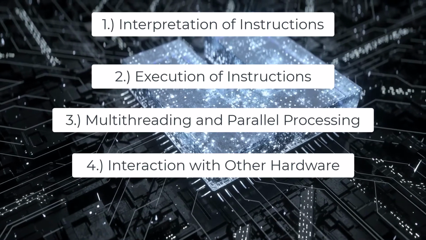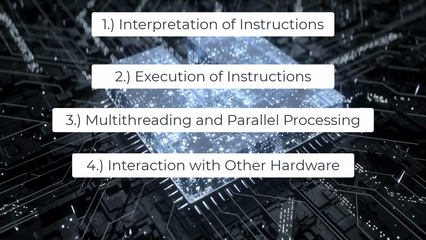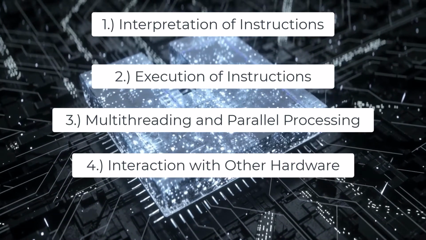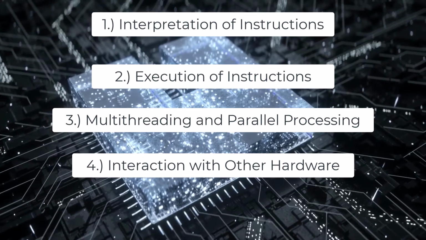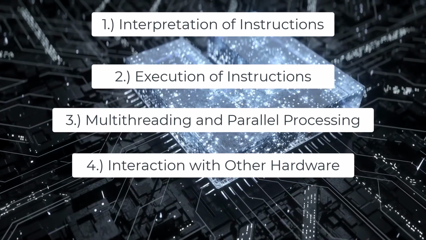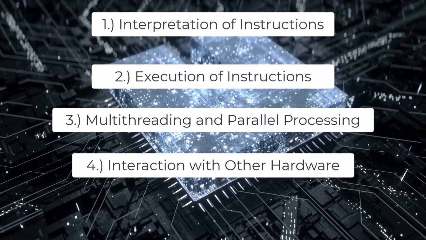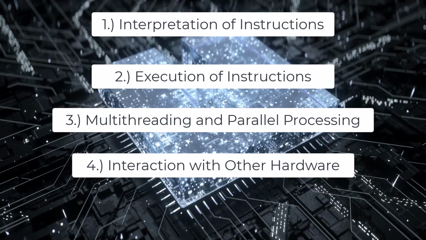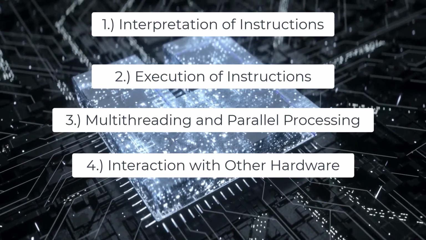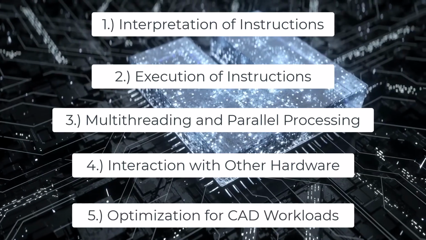4. Interaction with other hardware. The CPU communicates with other hardware components, such as the GPU (graphics processing unit), RAM (random access memory), and storage devices. It coordinates the flow of data between these components, ensuring that information is efficiently transferred and processed. For example, when rendering graphics in CAD software, the CPU instructs the GPU to perform the necessary calculations and generate the visual output.